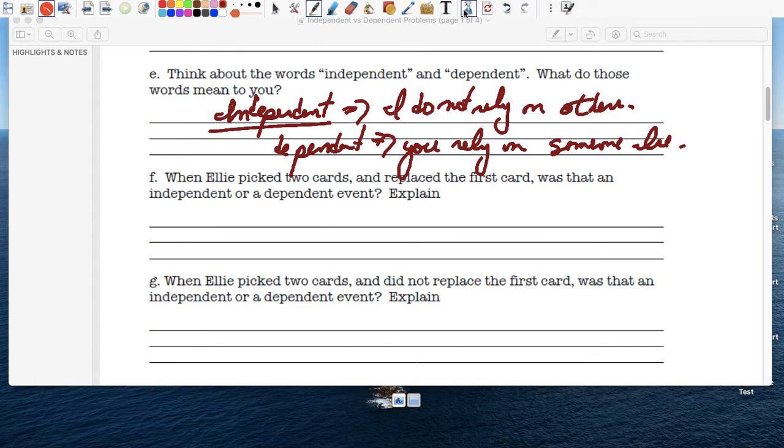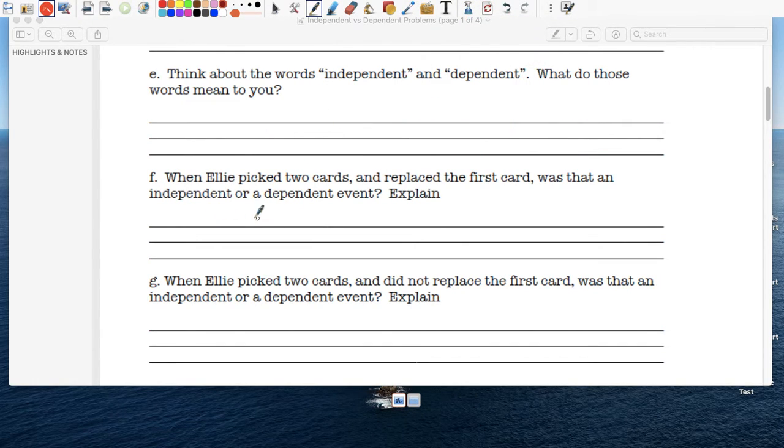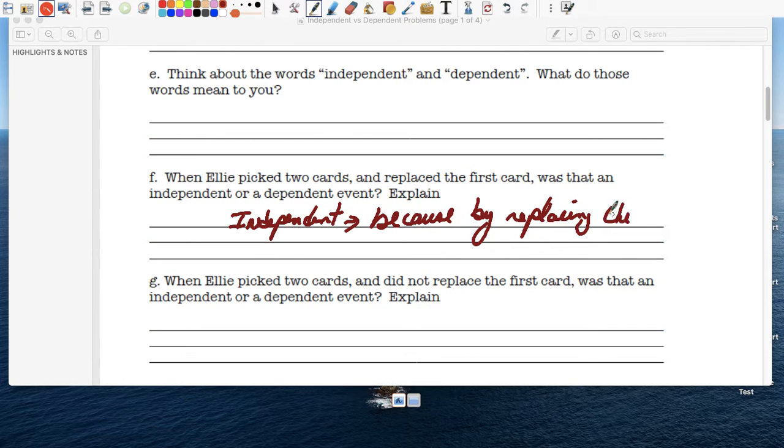Okay. When Ellie picked 2 cards and replaced the first card, was that independent or dependent? Well, that's independent because by replacing the card and putting it back, the total did not change, and whatever card she picked also didn't affect that particular category. Okay, I'm just going to leave it at that.